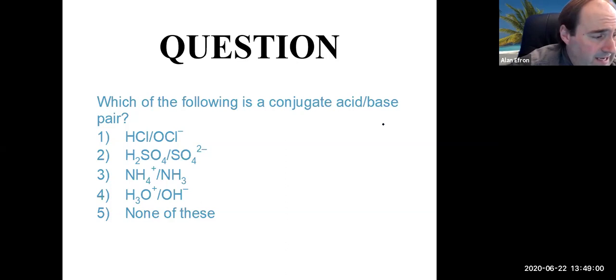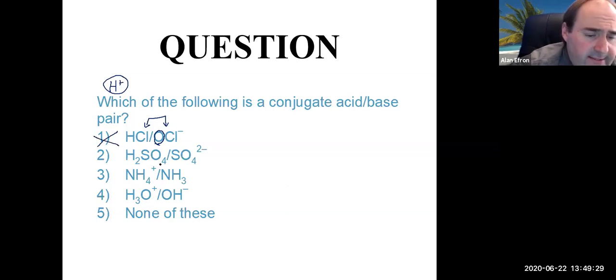Okay, so let's take a look. Again, the big deal is really H plus, and what we're looking for is just a difference of 1 H plus. So when we look between these two guys here, there definitely is a difference of 1 H plus, but the problem is there's also a difference of an oxygen. There's an oxygen in one, not in the other, so this cannot be a pair.